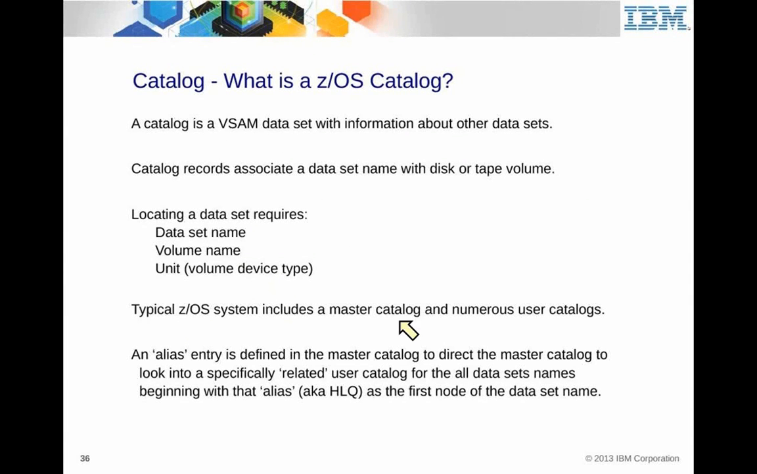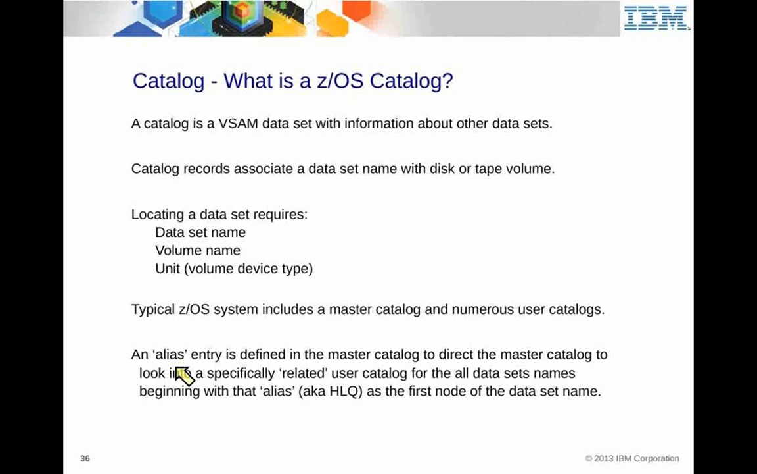A z/OS system includes a master catalog. You must have a master catalog. However, all data set names are not stored in the master catalog. The master catalog can be related to numerous user catalogs. And I'm going to explain the relationship.